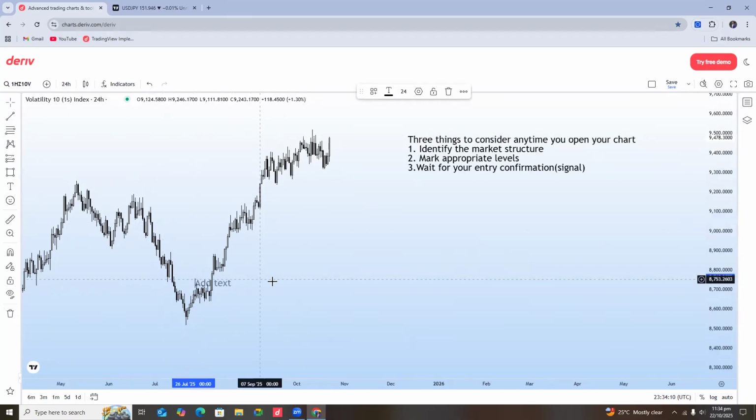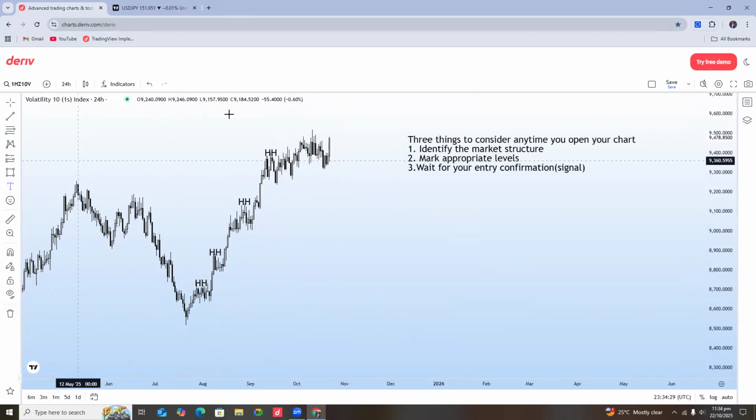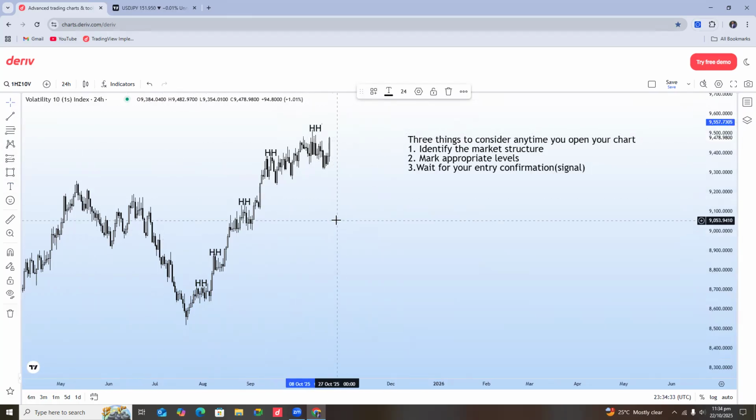I'm not going to mark them all, but I'm going to do the higher highs. You have them here. Higher highs. You have them here. Higher highs. And we have another higher high here. And then we have the last one here. Higher high. So we have the market forming a series of higher highs, so we know that this is an uptrending market.